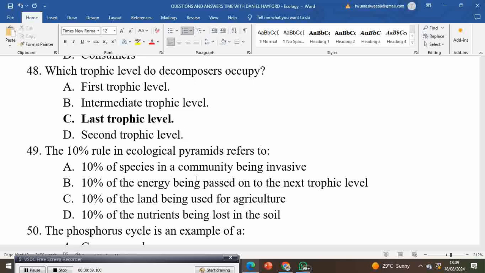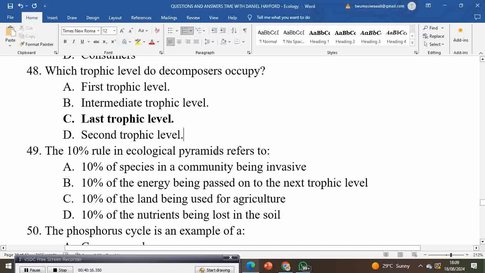It's natural. Every nutrient we've taken from the soil or from this community in which we live will return it back one day soon. Remember the biogeochemical cycle. Question number 49.